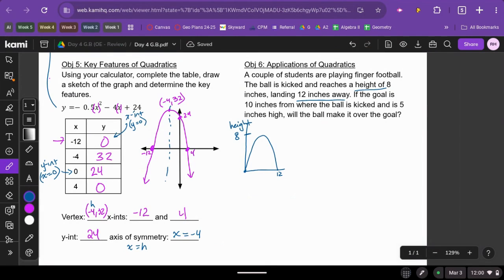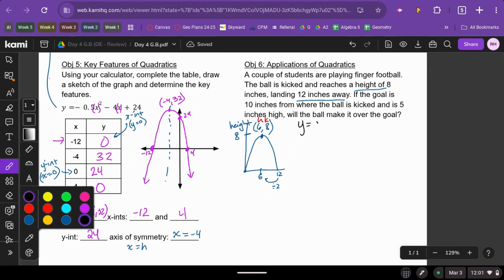Given just this information, I can write the equation of this graph because I know that halfway through is going to be the vertex. So taking that 12 and dividing it by 2, I get 6. So that means that my x value is 6 and the height of the graph is at 8. So this is the vertex, and that's really helpful because then that tells me the h and k values. And that allows me to write the y equals a times x minus h squared plus k.